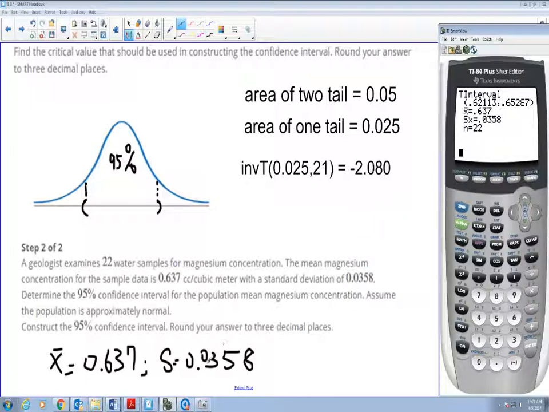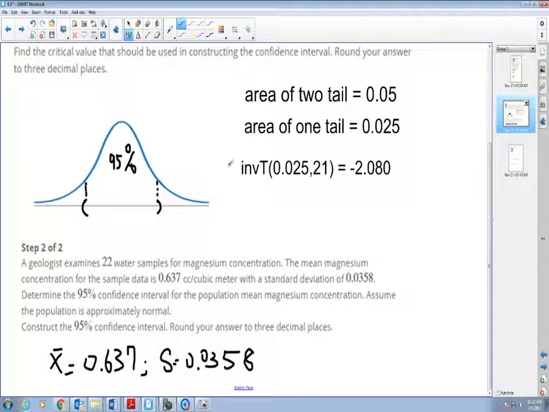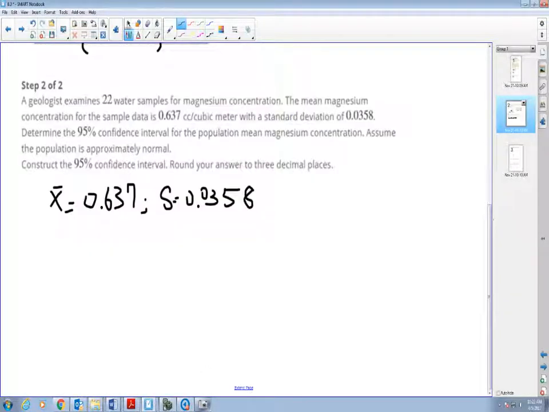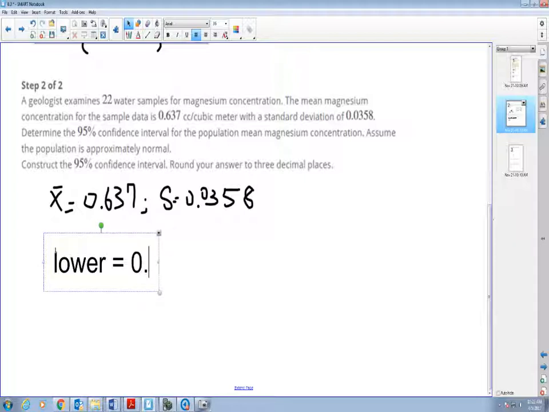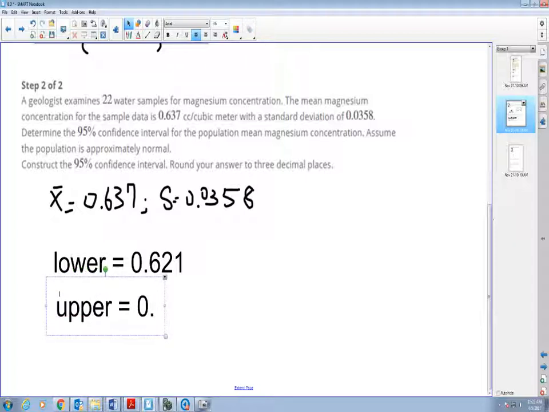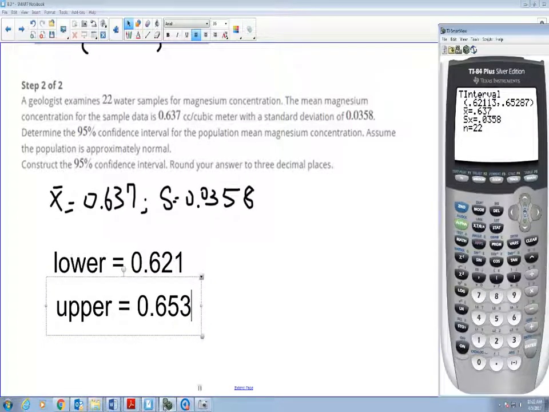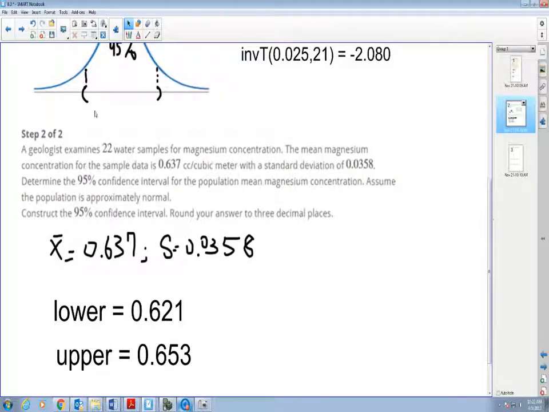Alright, so round to 3 decimal places. That will be 0.621 to 0.653. So my lower bound, or lower endpoint, is 0.621, and my upper endpoint, or upper bound, is 0.653.